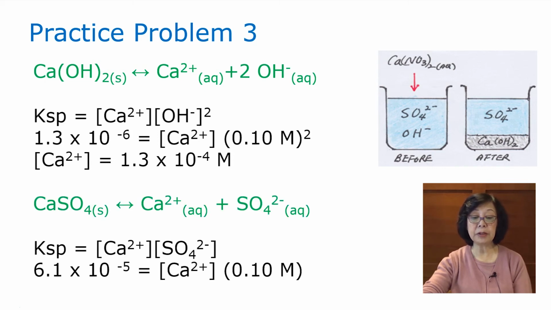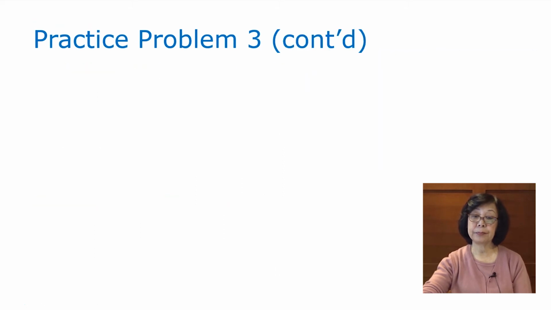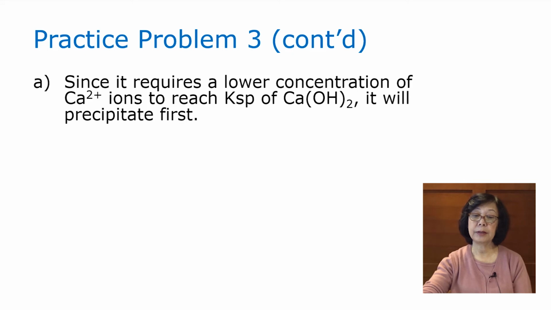Similarly, we do the same, solving for the calcium ion concentration required to make the precipitate of calcium sulfate in that beaker. Now, this comes out to be 6.1 times 10 to the minus 4 molar. Clearly, the calcium ion required to make the precipitate of calcium hydroxide is smaller than that required to make calcium sulfate precipitate. Therefore, the calcium hydroxide will form precipitate first, and you see that in the beaker. And this is a recap of what I just said earlier.